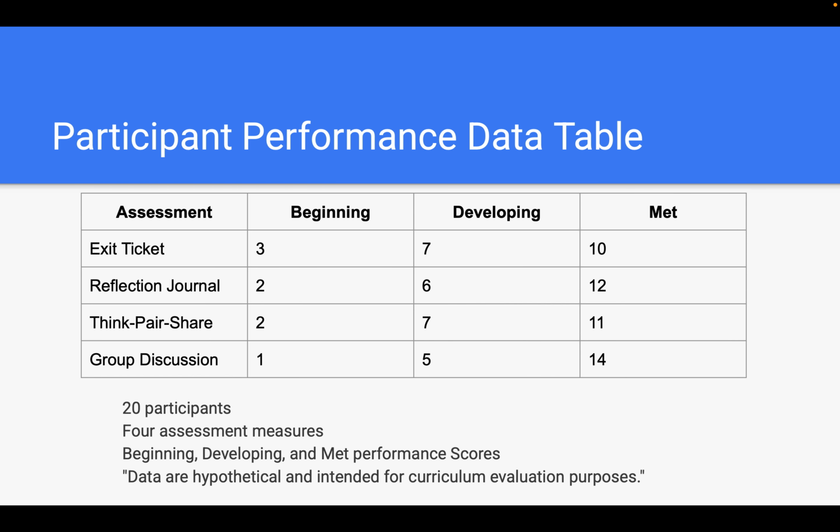This table presents hypothetical performance data for 20 participants across 4 assessment measures: the exit ticket, reflection journal, think, pair, share activity, and group discussion. Performance was categorized as scores beginning, developing, or met. The data show that most participants performed at the developing or met levels across all assessments, indicating overall success with the professional development sequence. These data are hypothetical and were created specifically for curriculum evaluation purposes.